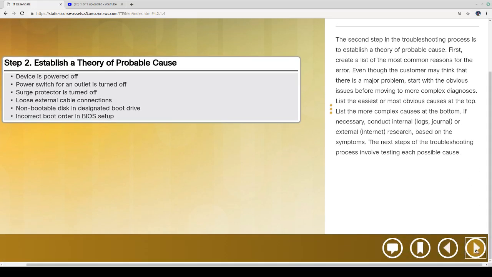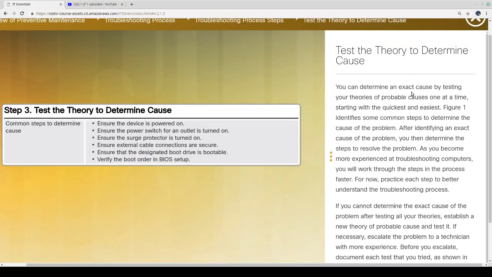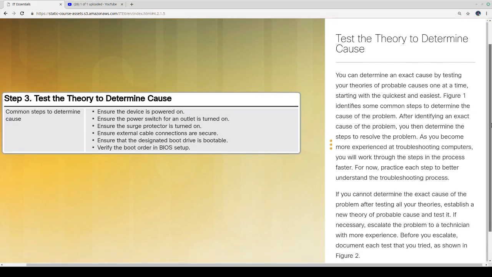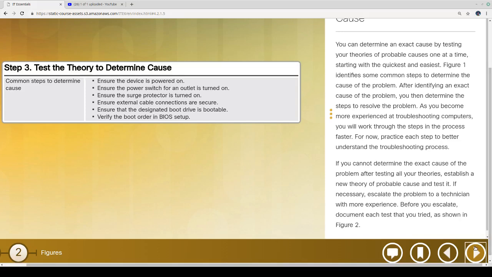And then we get to test the theory to determine the cause. We're going to go in order of the easiest. What's the easiest thing to check? Probably just to see if the cord fell out, right? All right. Okay, before I start like hacking a computer apart.